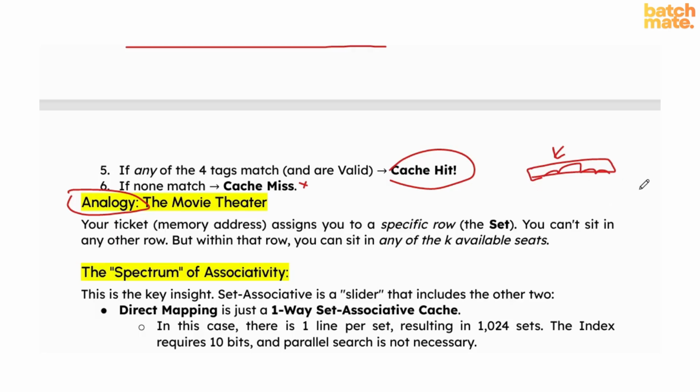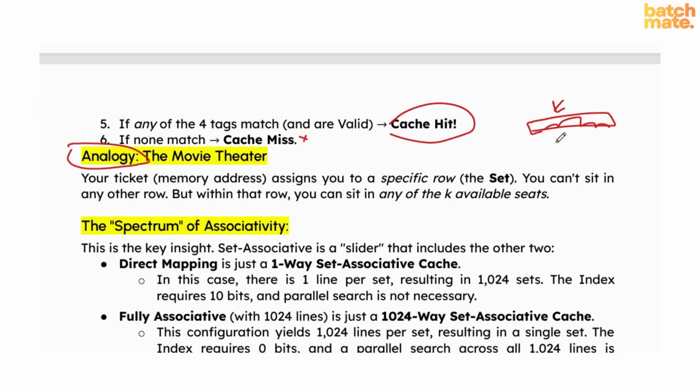Why does this solve the problem? Remember block 5 and block 1029? They were fighting over the same seat. Here, they both go to row 5. But block 5 takes seat A, and block 1029 takes seat B. They can coexist. No thrashing.